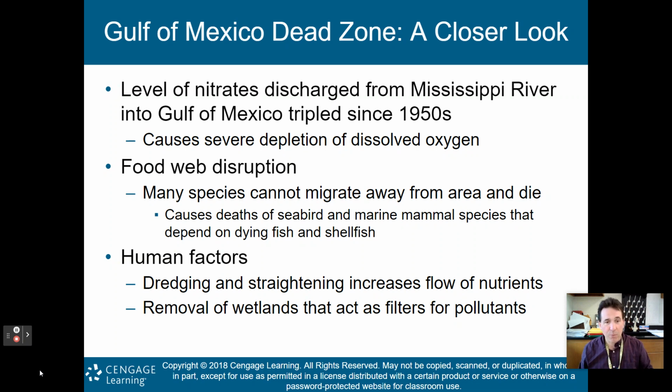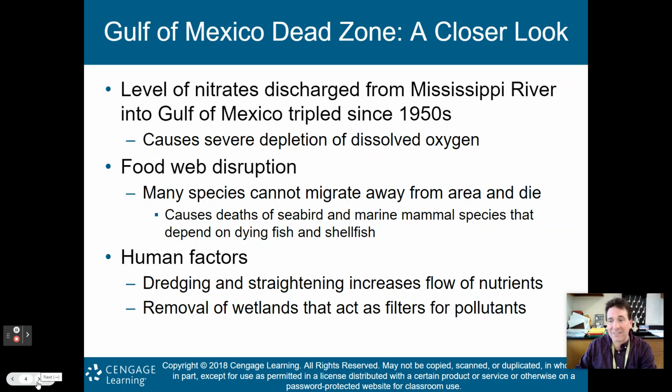And of course, we have human factors. Dredging and straightening of the Mississippi River actually increases the flow of nutrients that then flow into the Gulf of Mexico. And what are we doing, right? We're removing those wetlands. What do wetlands do, right? They act as natural capital that allows the filtering of pollution. By removing our wetlands, we're now not getting that filtering of the pollutants, and therefore more of those nitrates end up in the Gulf of Mexico.